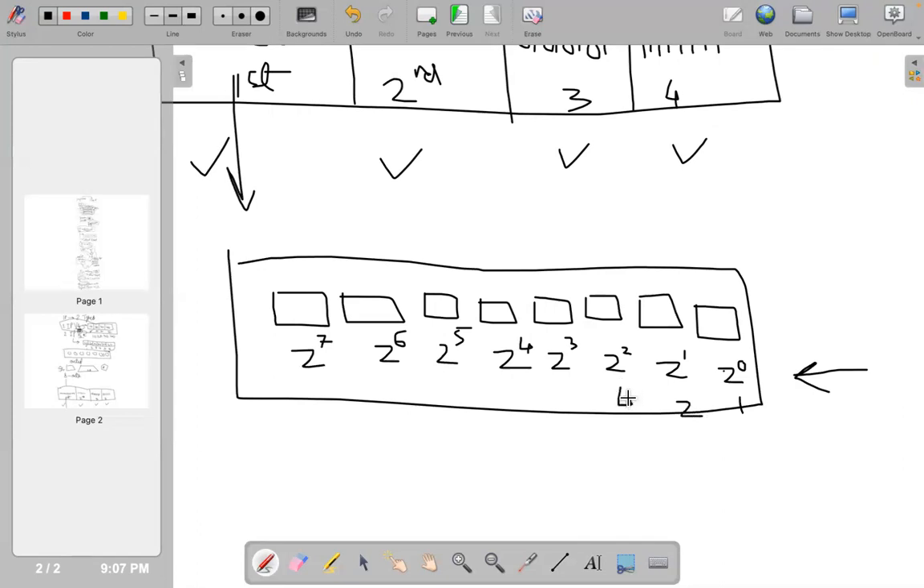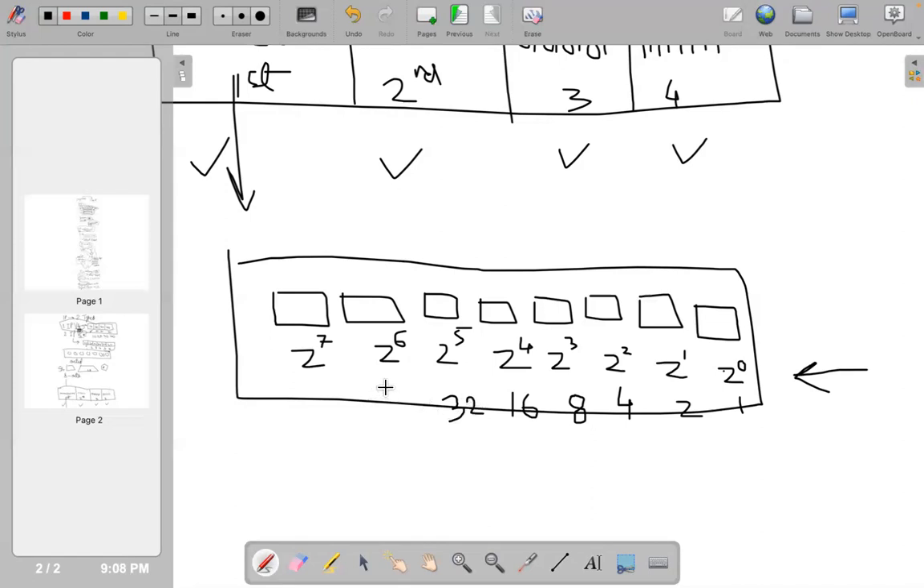2 to the power 2 is what? 4. 2 to the power 3 is 6? Tell me properly. 2 to the power 3 is what? 2 into 2 into 2. You should not add, it's a multiply. 2 to the power means multiplication: 2 into 2 into 2 into 2. So it will be 16, right? This will be 32.